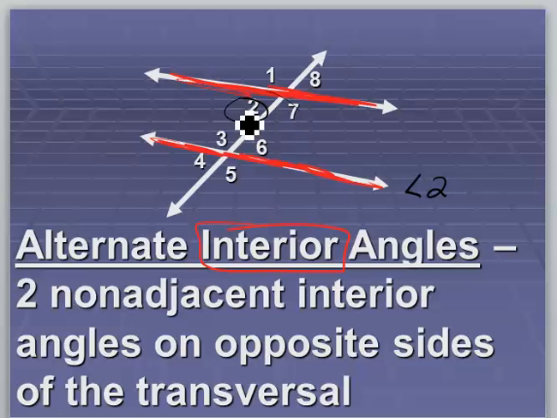So I'm not going to use 7 because it's adjacent. It's right next to 2. We want to use 6. You kind of go diagonally. So angle 2 and angle 6. You could also do angle 3 and angle 7. Interior, in between the two lines, alternate means they're on different sides of the transversal.